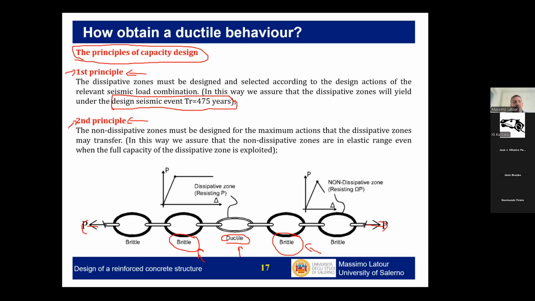So it is not the typical, I understand that maybe at the beginning it can be complex, because it's not the typical design approach where I take the action and I design the elements. In this case, I take the action, design the ductile elements with the action, and all the other parts of the structure are over-strengthened. So I will take the design action, but this will be increased, it will be magnified.